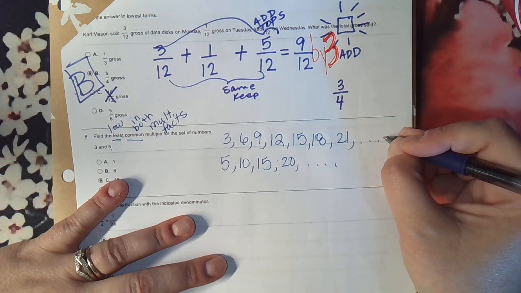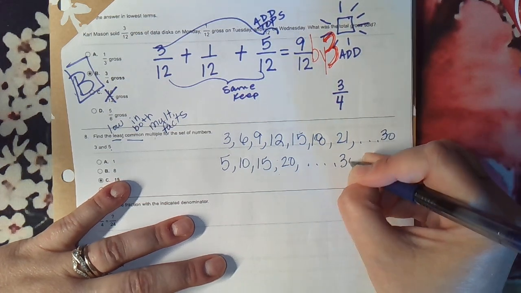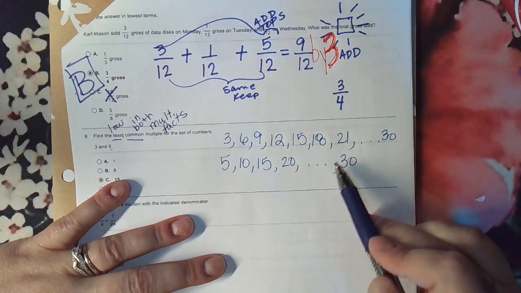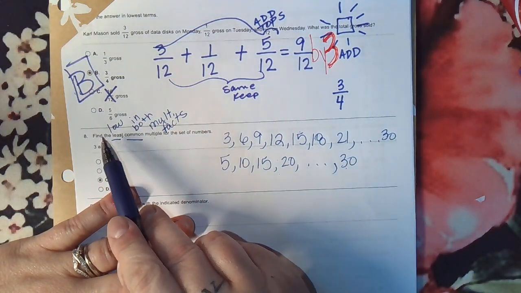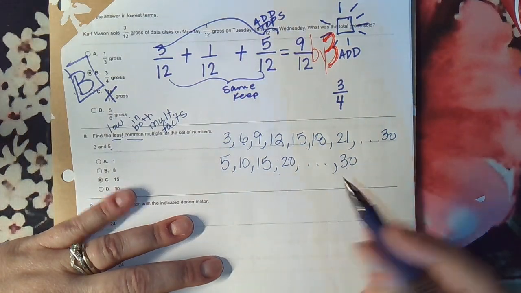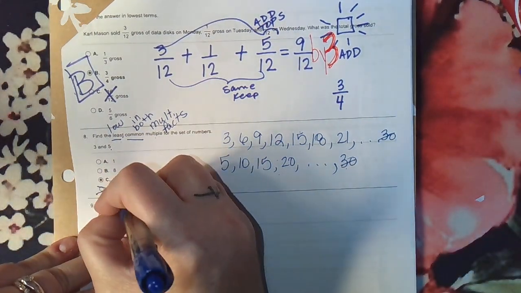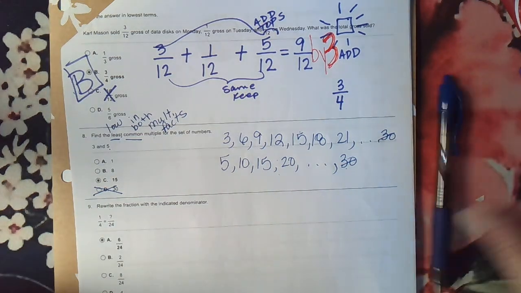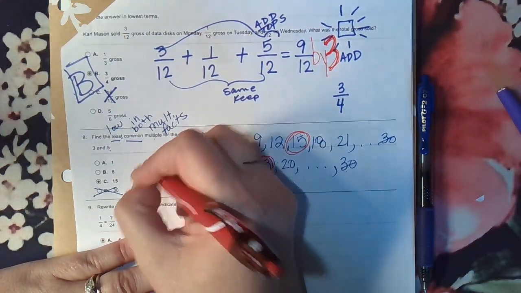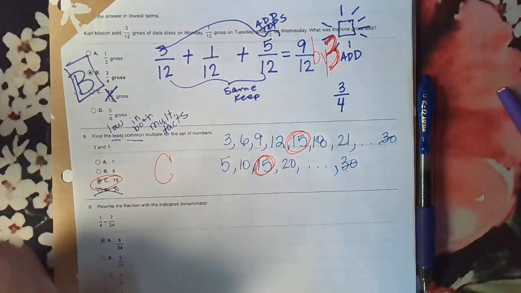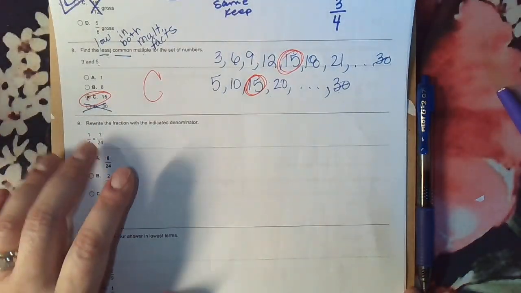Eventually there's going to be like a 30 in both of these, but that's just in common. It's not the lowest in common. So even though there's a 30 on both of these, it's not the LCM because it's not the lowest number in common. The lowest number in common is this 15. So C.